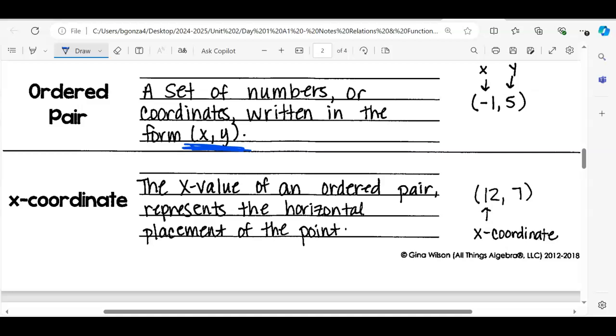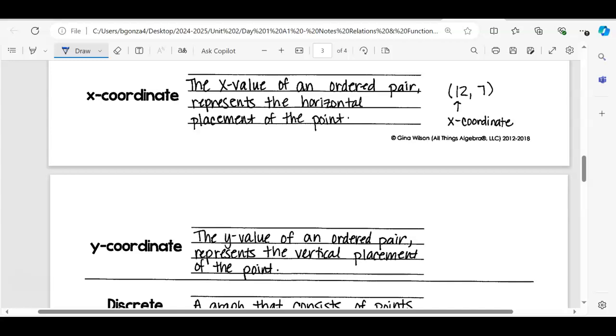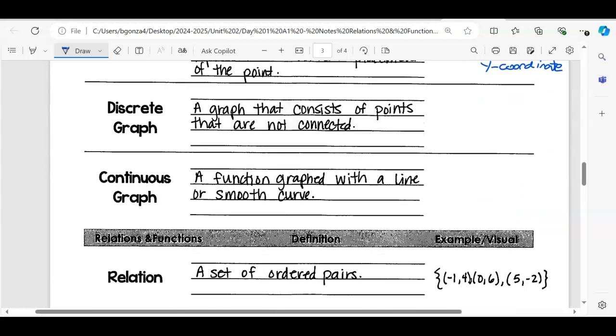Okay. So if you have one ordered pair, that gives you 1 point. That's what an ordered pair is. You've got an x coordinate, and then you have a y coordinate. Okay. And just like the alphabet, it's x before y. Everyone knows x is before y in the alphabet, so the x coordinate is on the left, the y coordinate is on the right. So if I had 12, 7, 12 is my x coordinate, 7 would be my y coordinate. Okay.